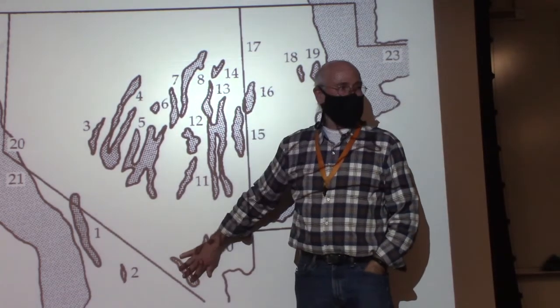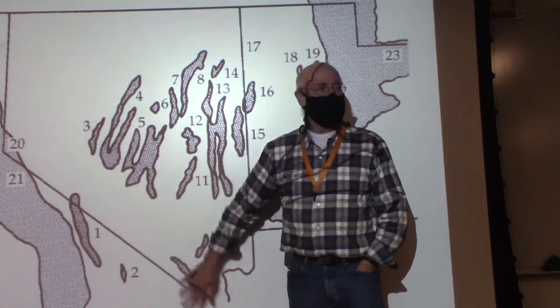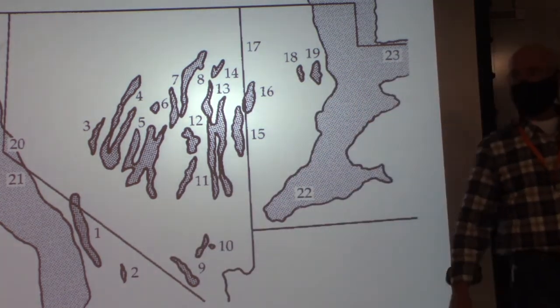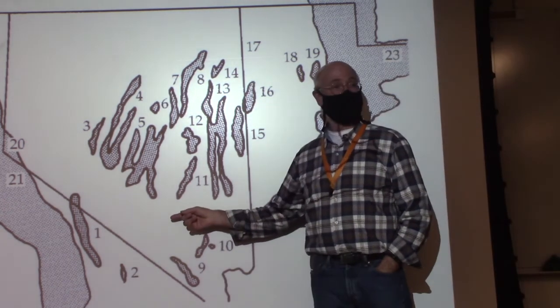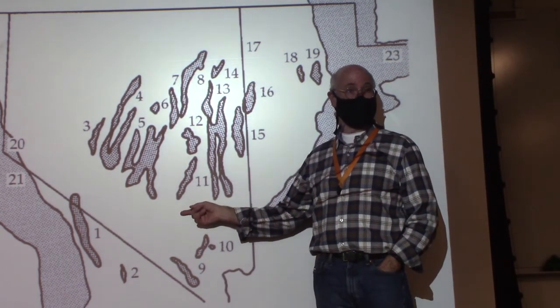Now, let's think about it like this. So here's the Great Basin. What was the climate in the Great Basin like 30 million years ago? Was it like it is today? No. Because at some point, this would have been forested. It would have been fundamentally different.